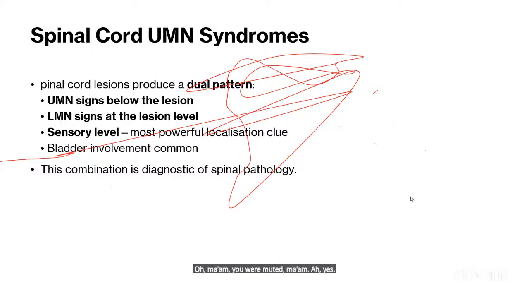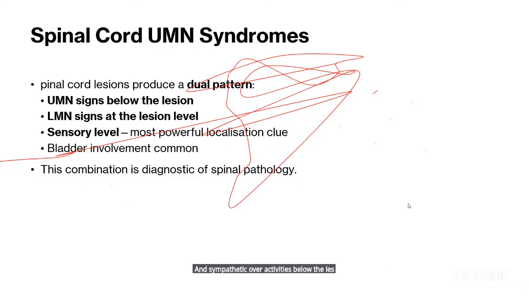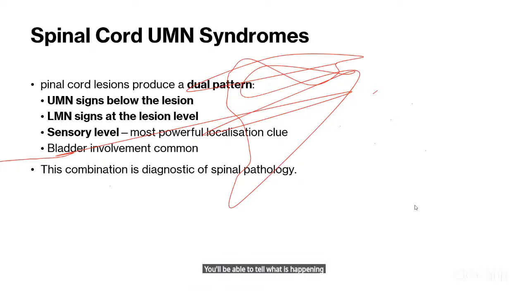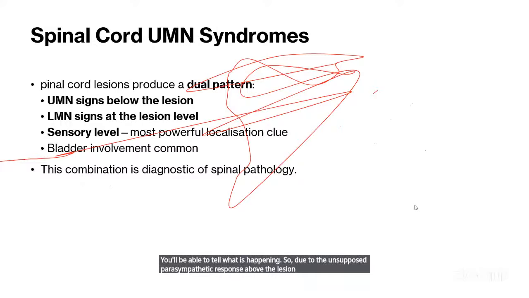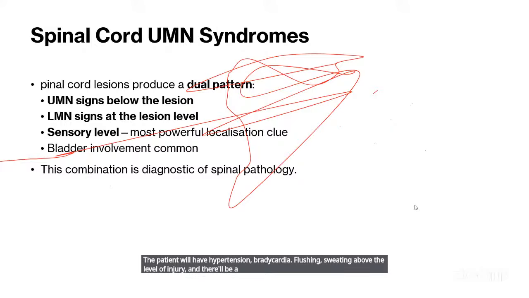Yes, ma'am. Okay, so basically there are two things. Parasympathetic overactivity is there above the lesion, and sympathetic overactivity is below the lesion. If you remember this concept, you'll be able to tell what is happening. Due to the unopposed parasympathetic response above the lesion, above T6, the patient will have hypertension, bradycardia, flushing, sweating above the level of injury, and there'll be a pupillary constriction.